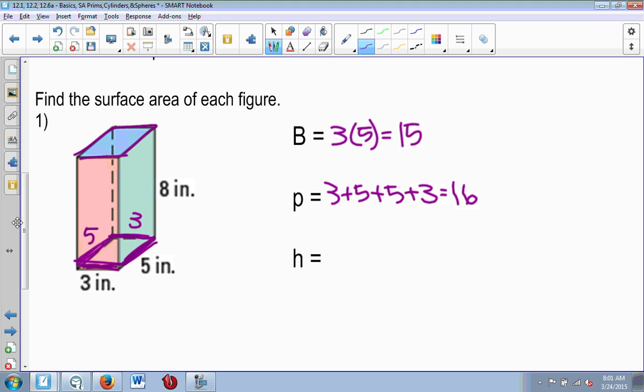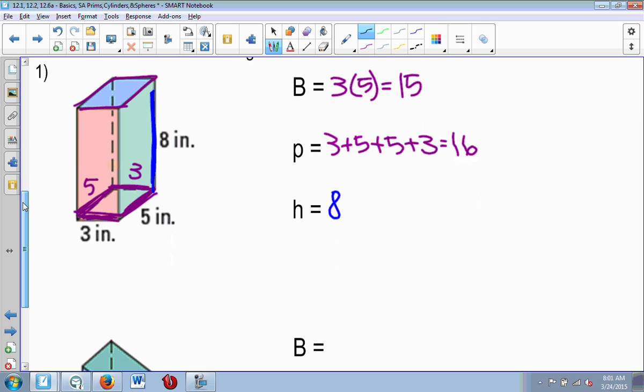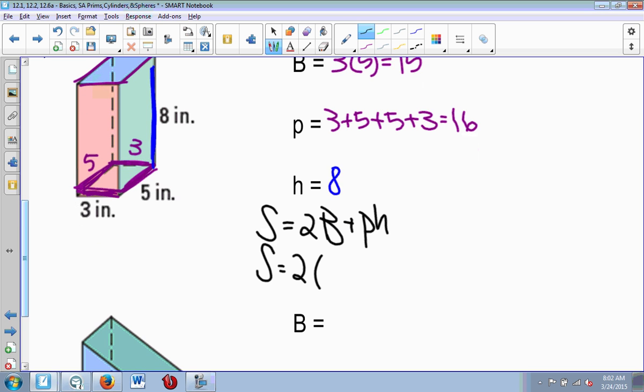And then the last thing you'd want to identify is what is the height of the figure. Since we said that the top and bottom rectangles were the bases, that means the height of the figure is the distance between the top and bottom, which is just 8. No work to show for that. We're just identifying that it's 8. Once we know all of those 3 pieces, all we have to do is plug the numbers into our formula. It's just 2B plus Ph. So if I plug those numbers in, the B was 15, the P was 16, and the height was 8.